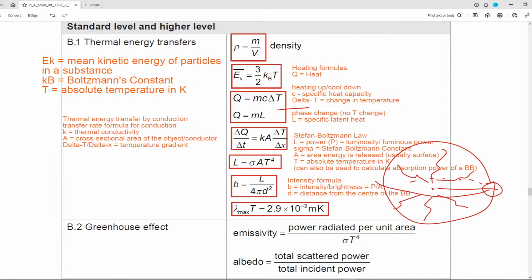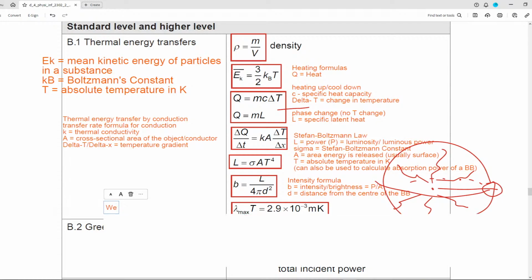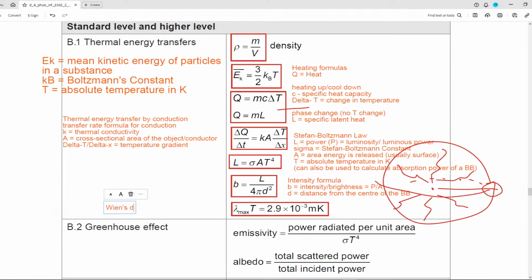This is what we call Wien displacement law. This law simply tells you the peak wavelengths at different temperatures, because at different temperatures you actually get different intensity graphs. This basically goes through the peak wavelengths at a given temperature.